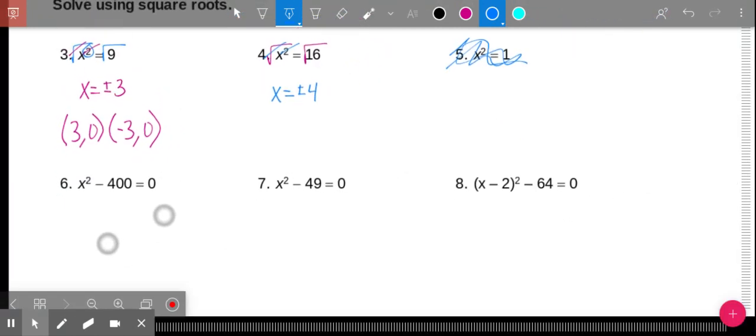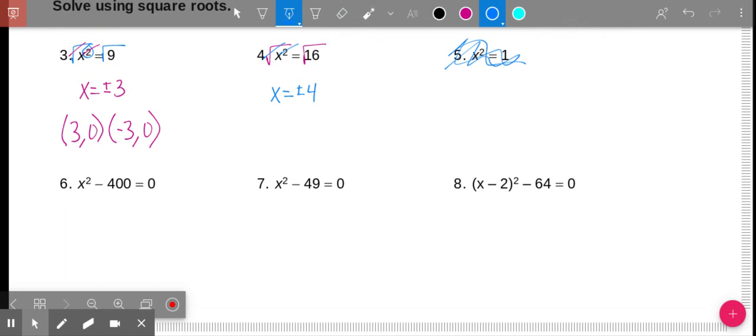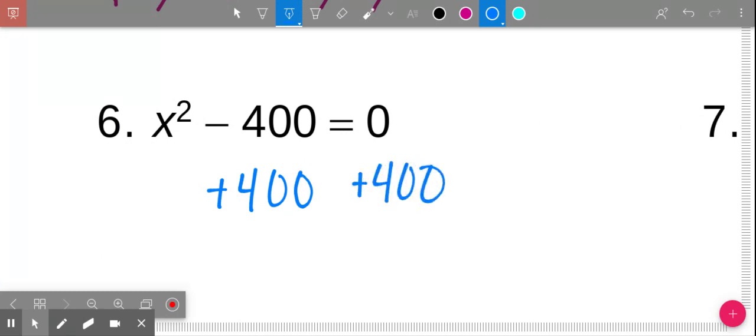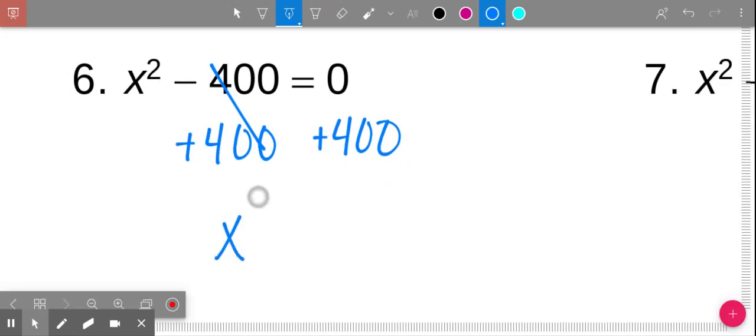Okay. So look at number 6. We have x squared minus 400 equals 0. Okay, so we want to get that x all by itself. So we're going to start by adding the 400 over. Those will cancel. Okay, x squared is equal to 0 plus 400 gives me 400.